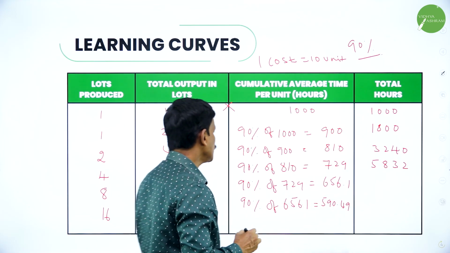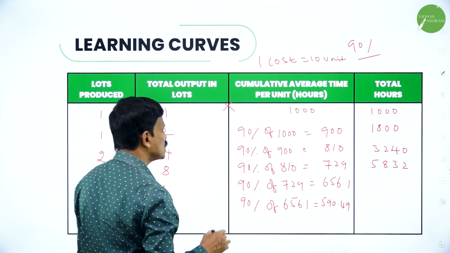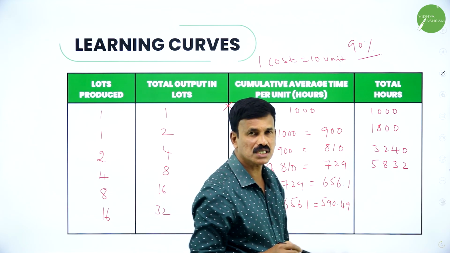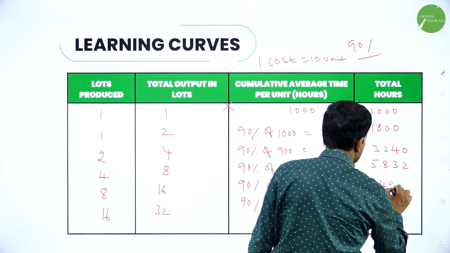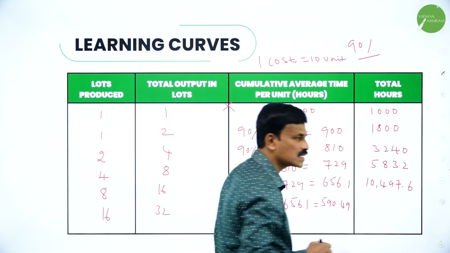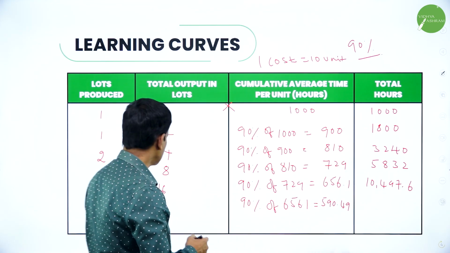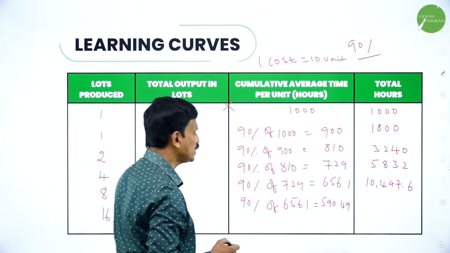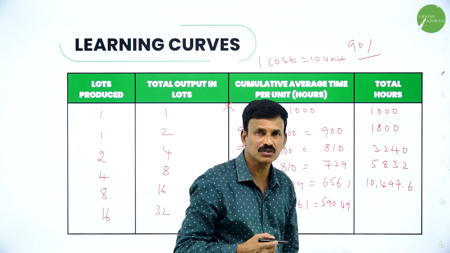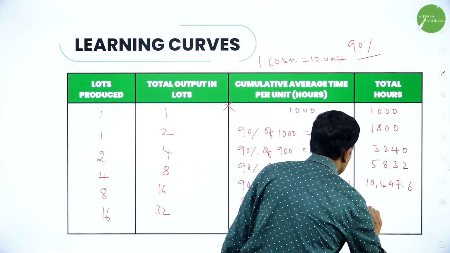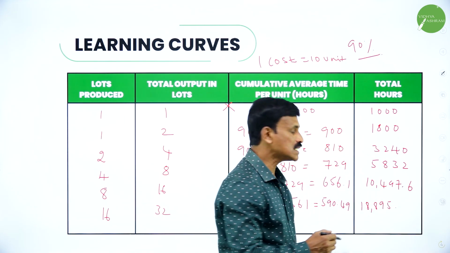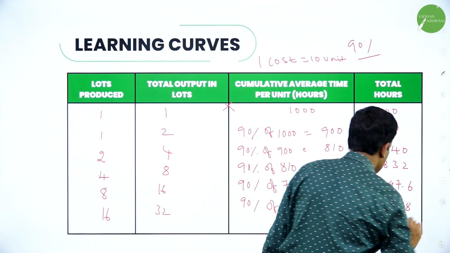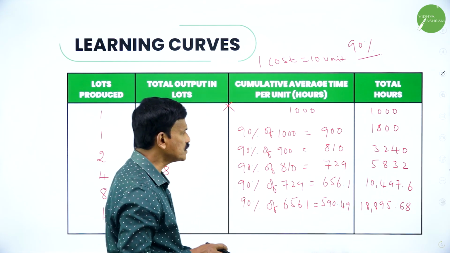5832. Okay, next 16 into 656.1 is equal to 10,497.6. Right. Now the last one, 32 into 590.49, that's equal to 18,895.68. That's it. Okay, cross check.